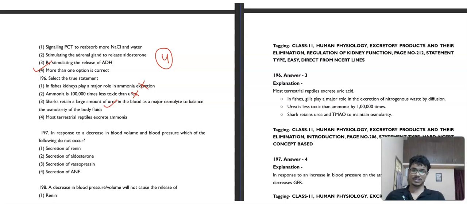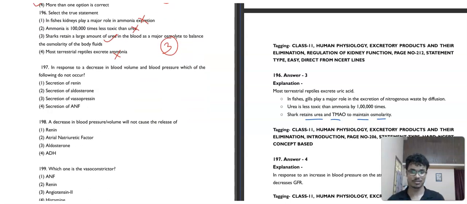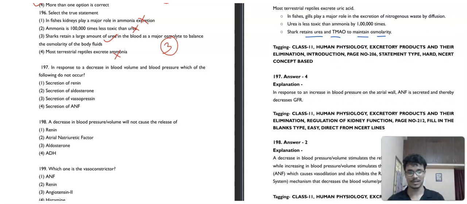And most terrestrial reptiles excrete ammonia? No, they excrete urea or uric acid. So basically, sharks retain urea and TMAO to maintain osmolarity. So the third option is the correct answer. If you say, oh my god, this option is not given in NCERT, but this is NCERT concept based. You can eliminate other options and just answer. Don't always complain that this is not in NCERT. Everything will not come directly from NCERT. It will be concept based.